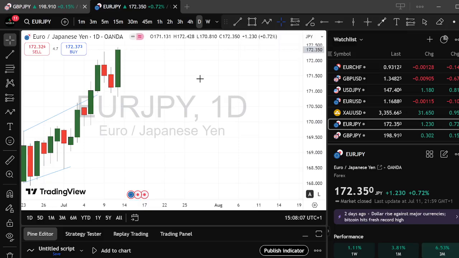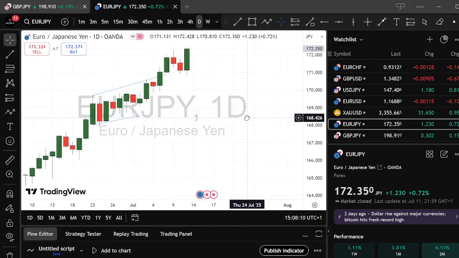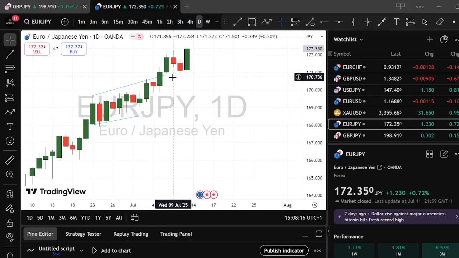And very good. Euro JPY is also moving up now. Now it's actually moving up. You can see it's actually going up, right? The market is going up now. Bullish trend. But on the 15-minute time frame, you will see multiple pullbacks. You will see pullbacks.